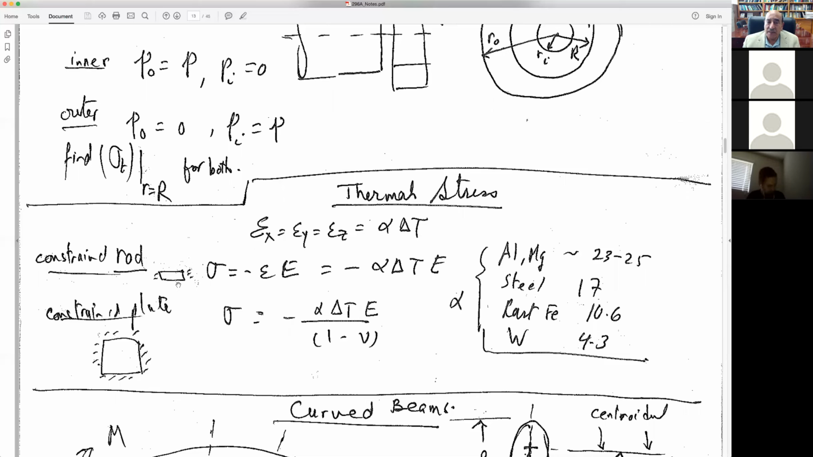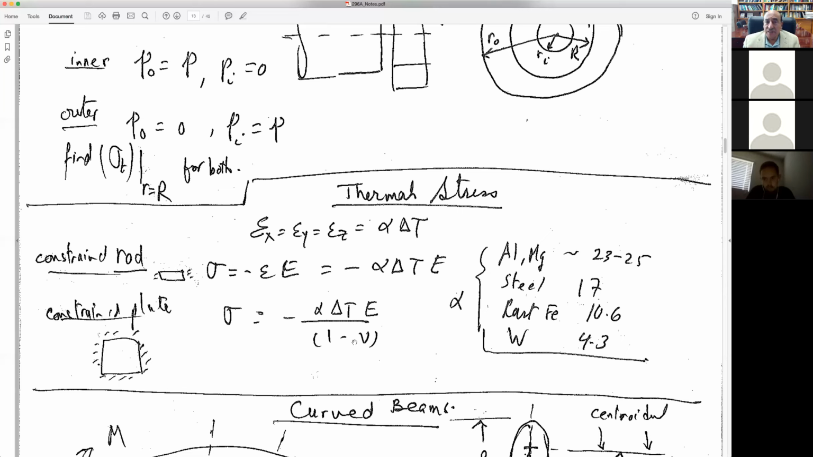If we have a rod with a complete constraint, the stress is compressive, minus epsilon times E, which is minus alpha delta T times E. And if it is a constrained plate, then you have this factor 1 minus nu, but it is also compressive stress. So this is a very simple problem, but we can also look at two bars connected to one another. If one bar is expanding at the same temperature as the other bar but has a different alpha, so you have alpha 1 and alpha 2, they're not going to expand the same, but they have to be compatible. So one is going to be under compression and one under tension, and they might curve.